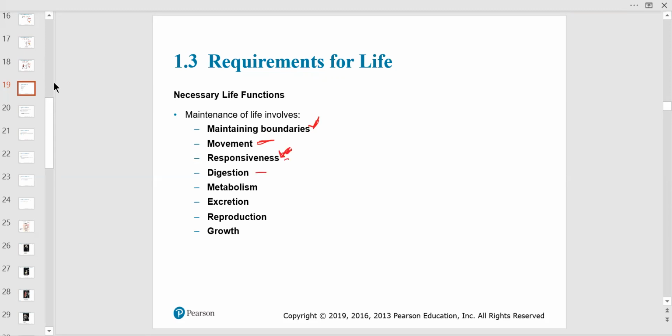Digestion, being able to give your cells the energy they need by breaking down big macromolecules like the Chick-fil-A, breaking down proteins to amino acids, and then absorbing them in your small intestine, breaking down carbohydrates to glucose and absorbing that in your small intestine, breaking down your triglycerides to fatty acids and absorbing them in your intestines.